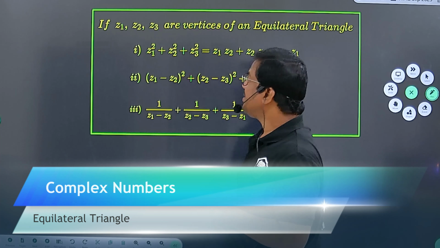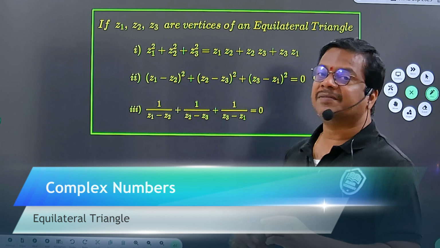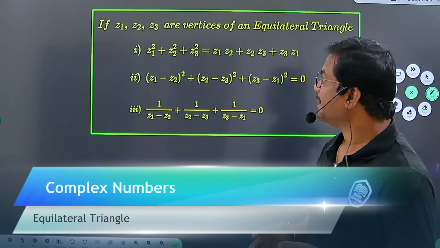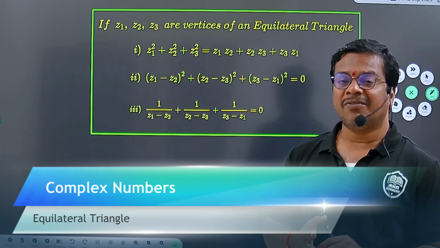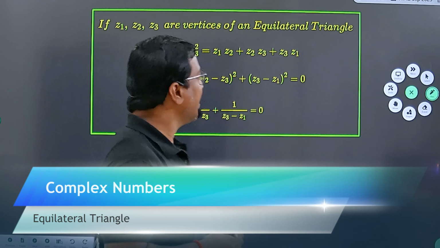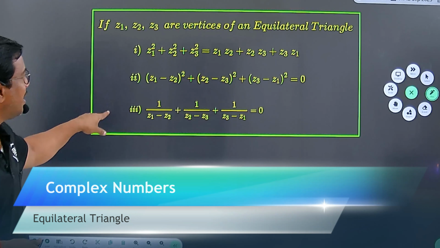Today we are going to discuss the conditions for an equilateral triangle. If Z1, Z2, Z3 are vertices of an equilateral triangle in the Argand plane, then the three conditions are here.